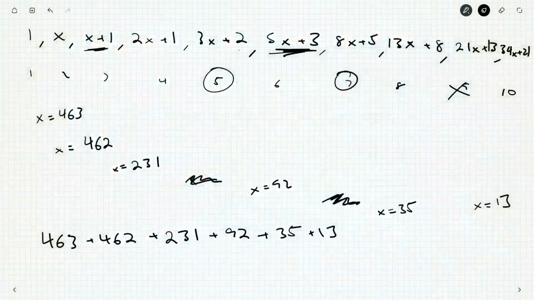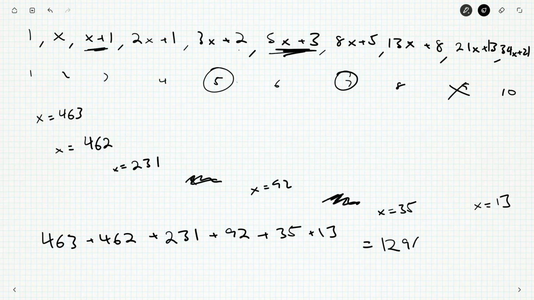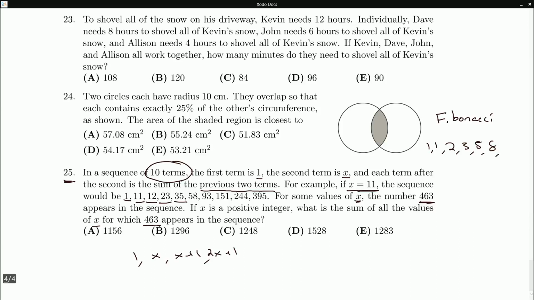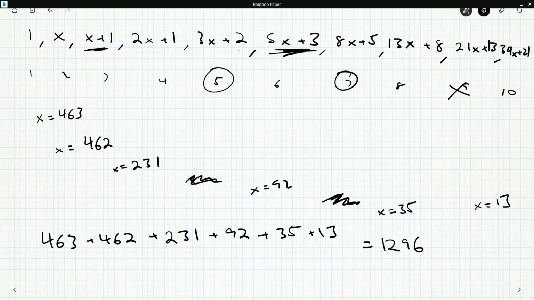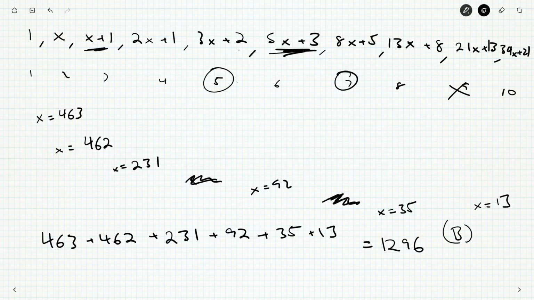So 463, again, I'm just going to grab my calculator. It makes things go faster. 463 plus 462 plus 231 plus 92 plus 35 plus 13. And I get a final answer of 1296. There we go. And 1296 is, there he is, it's B. So we'll go with B as our answer, and that finishes off the contest quite nicely.